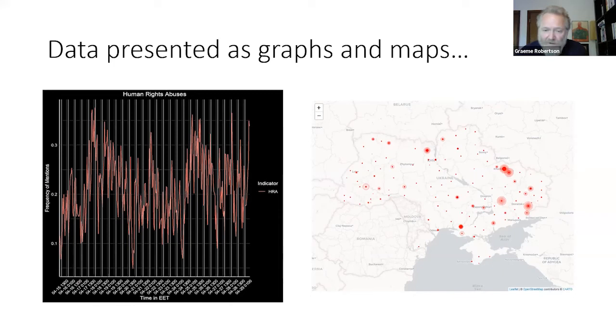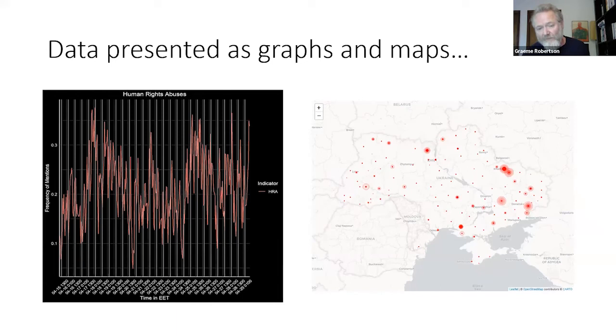You see lots of human rights abuses in the East, where most of the fighting is occurring in this period, in Kharkiv, Donetsk Oblast, Luhansk Oblast. You see it down in the south in Kherson. Lots of fighting and shelling, and so this is a first cut of understanding the relationship between what we're picking up in the data and what the reality on the ground is.